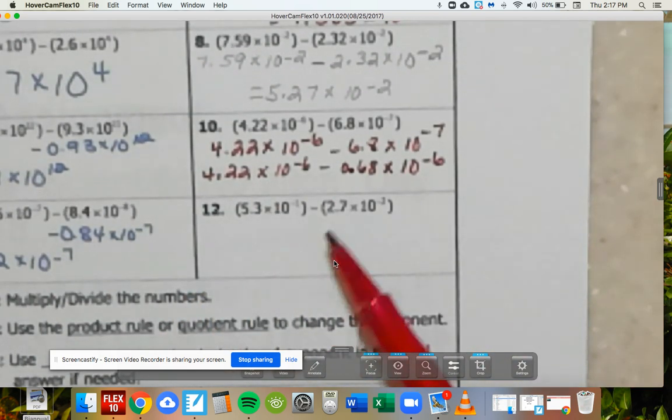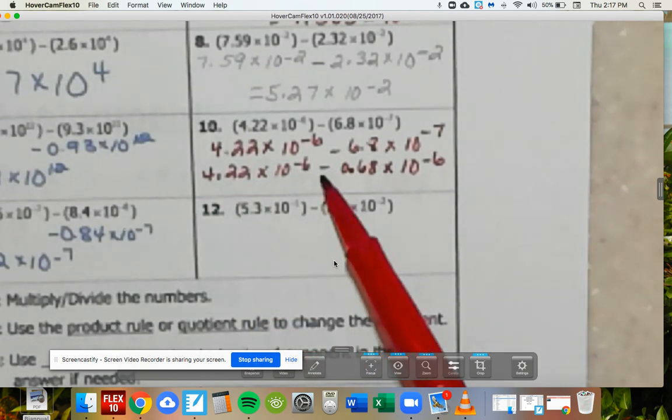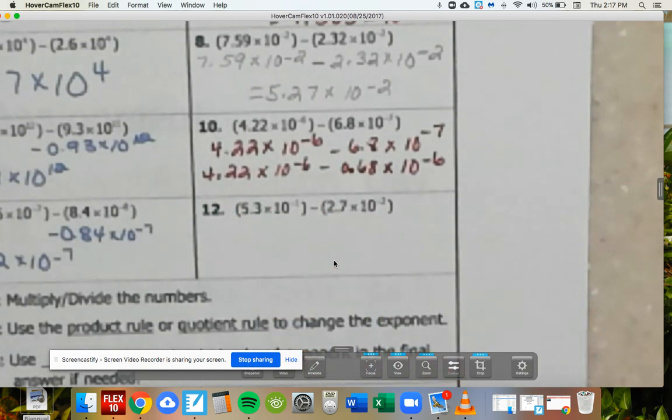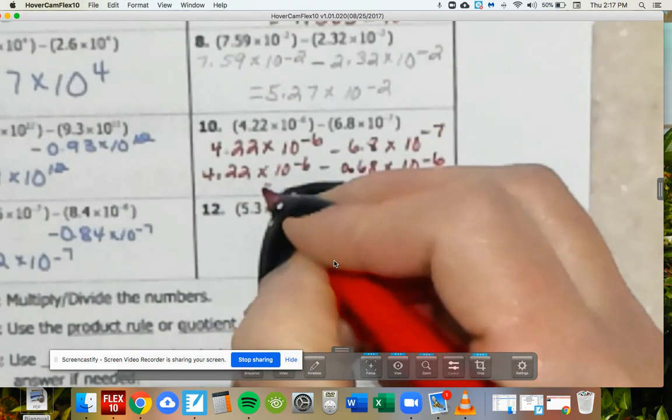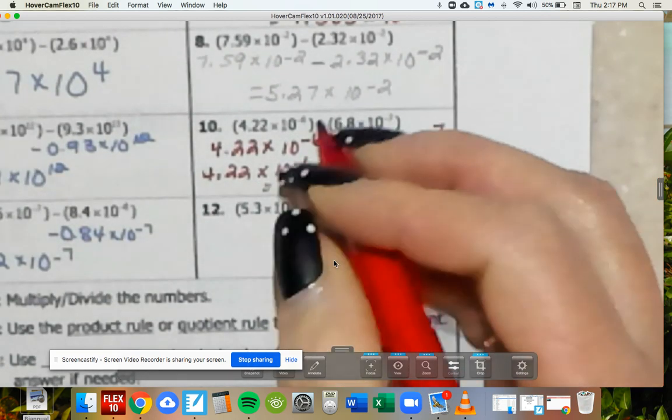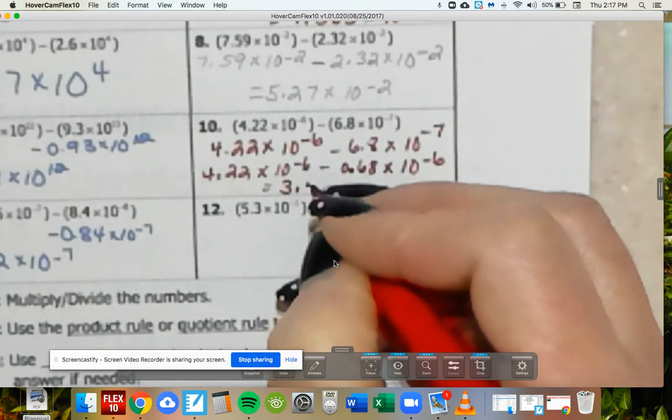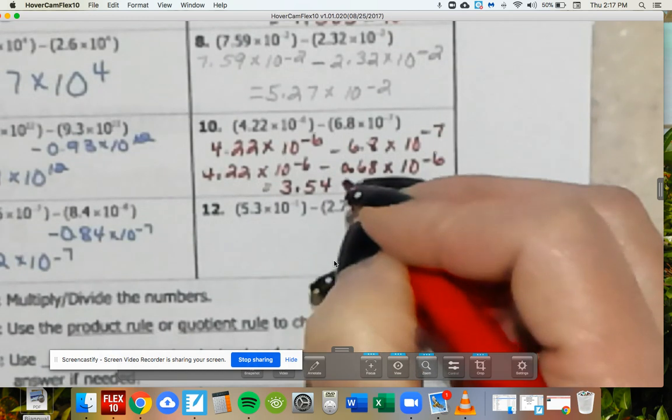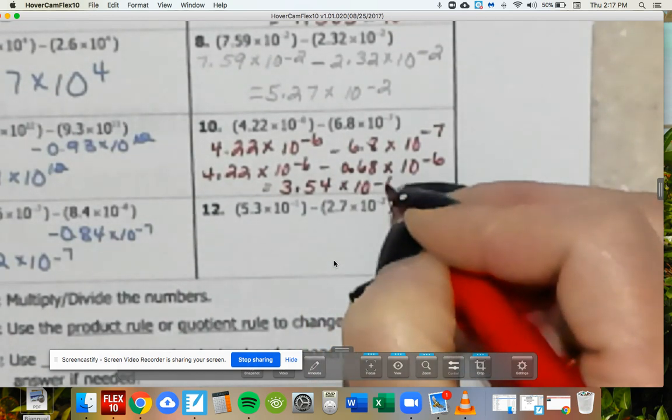Now that they match, you can take your 4.22 minus 0.68. We end up with, final answer, 3.54 times 10 to the negative 6.